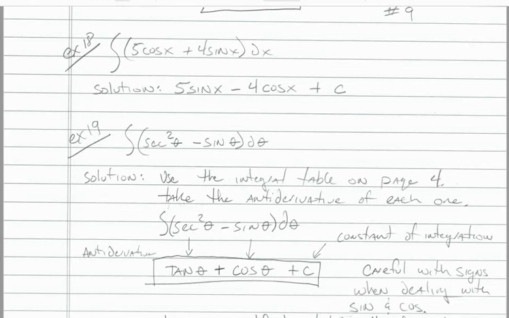The derivative of sine is cosine. Alright, so just always double check when you're going back and forth between sine and cosine, keeping track of the sign and which one needs to be negative. Alright, and don't forget the plus c.